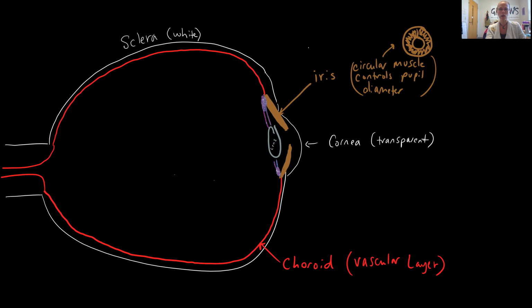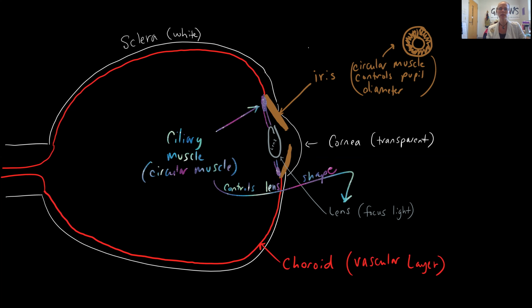Then you also have your lens. The lens is having the job of focusing that wavelength of light. Holding the lens in place, you have the ciliary muscle, the ciliary body, which has suspensory ligaments that are attached to the lens. Now, not only is the ciliary muscle holding the lens there, but it also can control the shape of the lens and be important then in focusing the wavelengths of light.